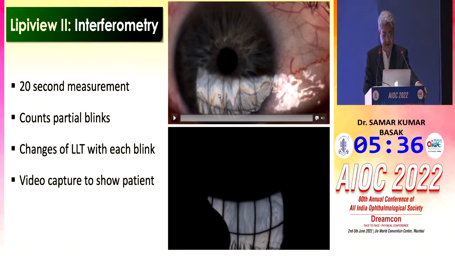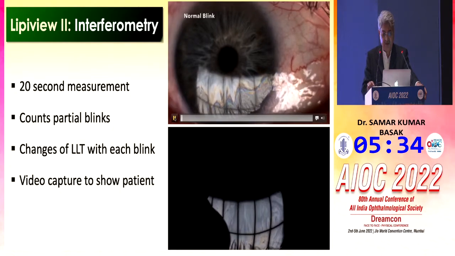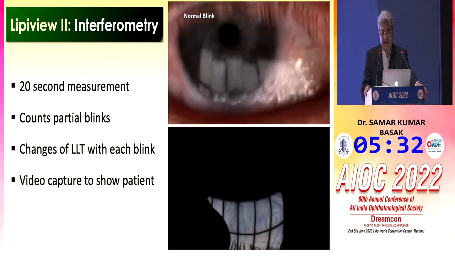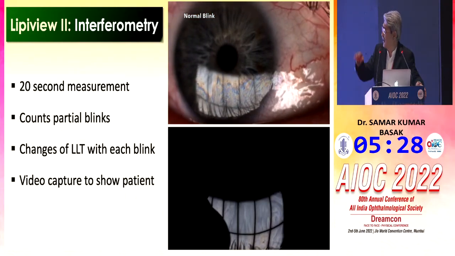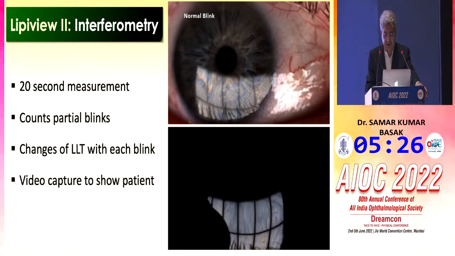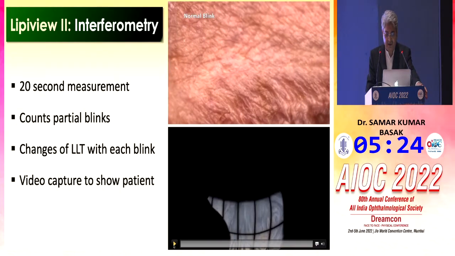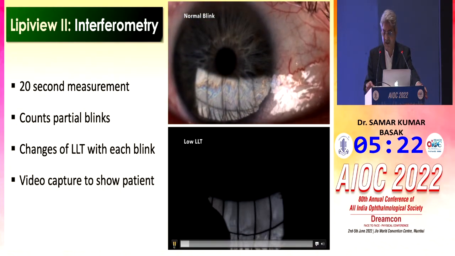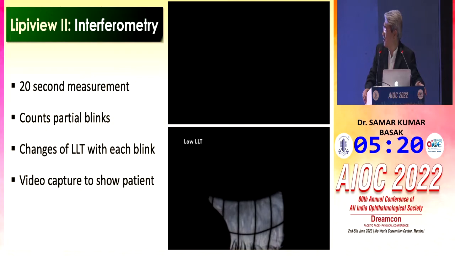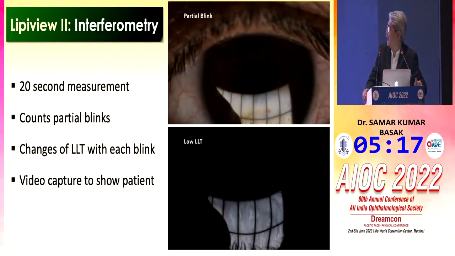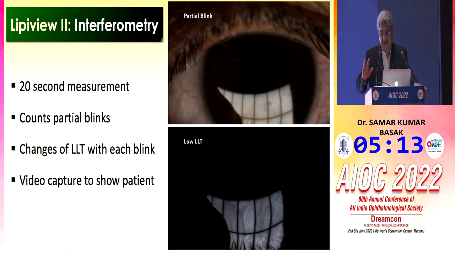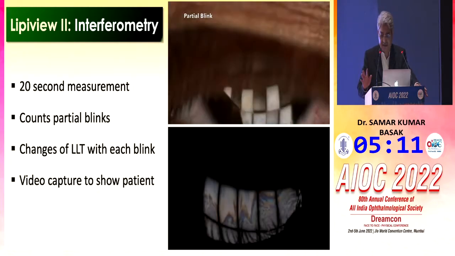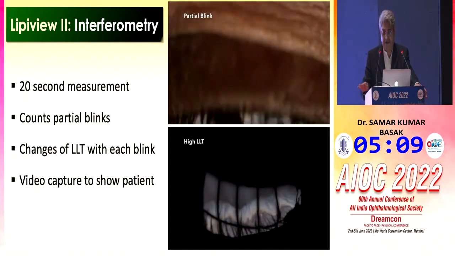If you see, the top one is the normal movement, with all the colored interference pattern; you can look into it. Compared to the lower one, when you see this, the movement is sluggish and not as colored as the upper one. So from the video capture, you can identify that there is some problem in this lower patient.